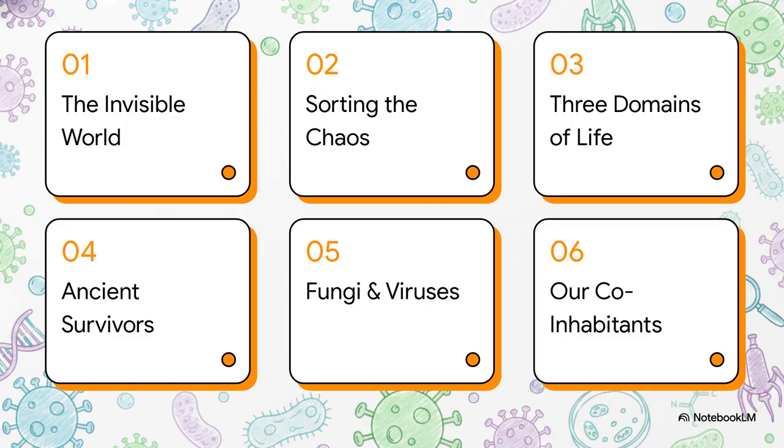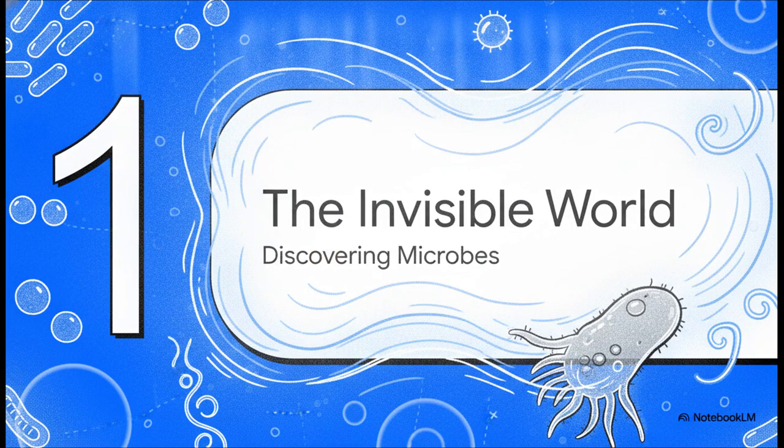First, the invisible world discovered. Second, sorting the microbial chaos. Third, the three domains of life. Fourth, bacteria, the ancient survivors. Fifth, fungi, viruses, and beyond. And finally, number 6, our microscopic co-inhabitants. Let's jump right into Section 1, the invisible world discovered.